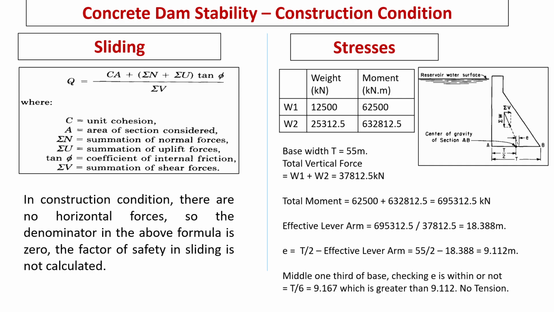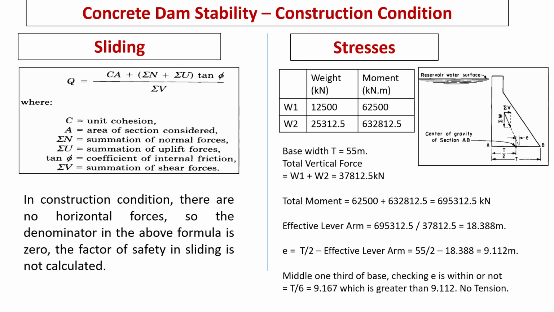Here the value is 18.388. This is the distance from heel. However, base width is 55 meters. Center of base width is 27.5 meters. There is difference in effective lever arm and center of base width. This is known as eccentricity, which is shown as E here. So eccentricity worked out as 9.125.